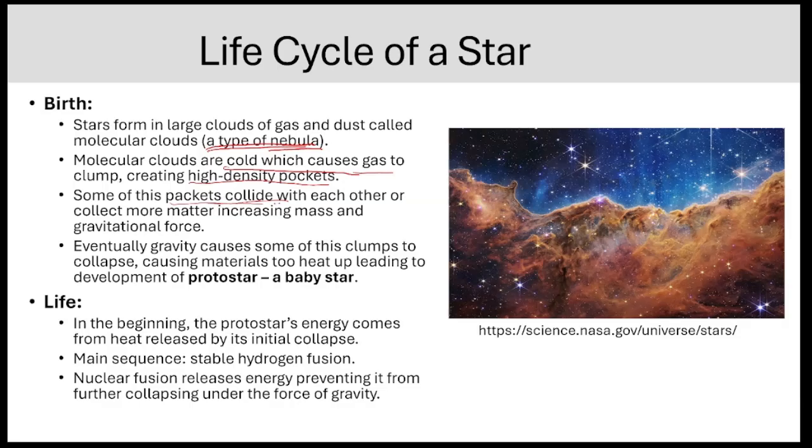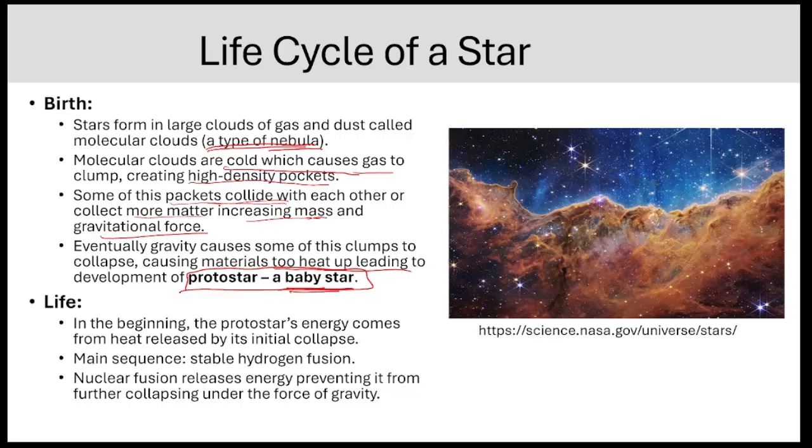So pockets collide with each other, collect more matter, that increases the mass, and as the mass increases, gravitational force also increases, and this gravitational force will collapse the gases causing a high temperature, and this high temperature will lead to the development of a protostar, and basically that's a baby star. A protostar is a baby star glowing from gravitational energy.